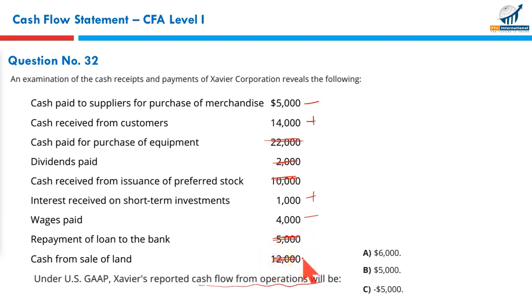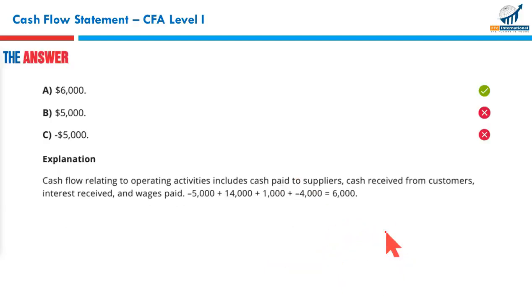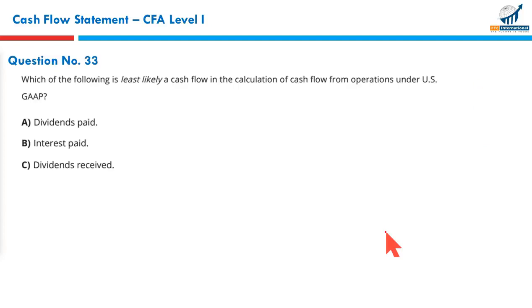So just add these up. Negative 5,000 plus 14,000 plus 1,000 less 4,000 gives you a total of 6,000 positive. That is the net cash generated by operations, and that should be the right answer, and right answer it is.